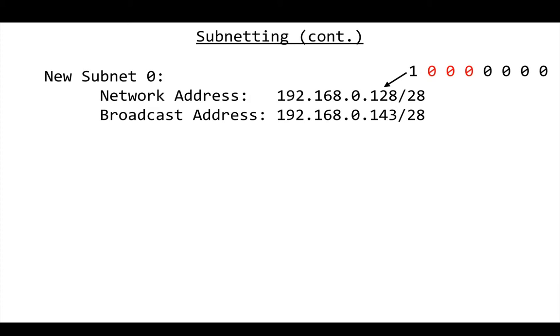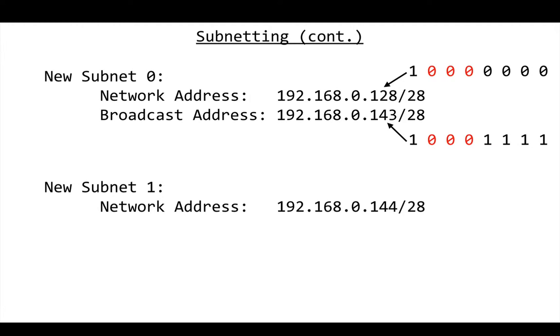The reason it is 143 is because we have subnet bits set to 0, 0, 0, and all the remaining host bits set to 1. So that's 143.